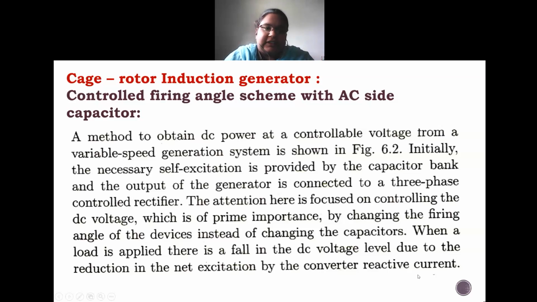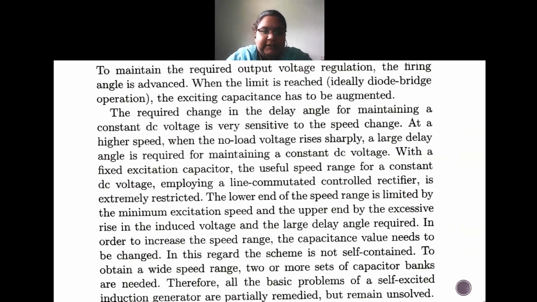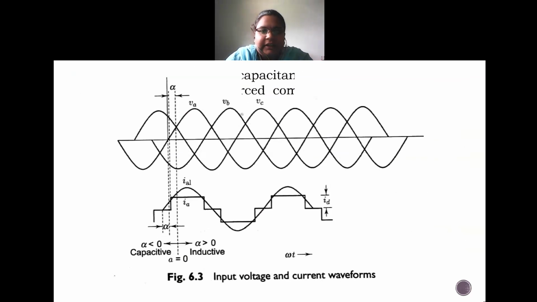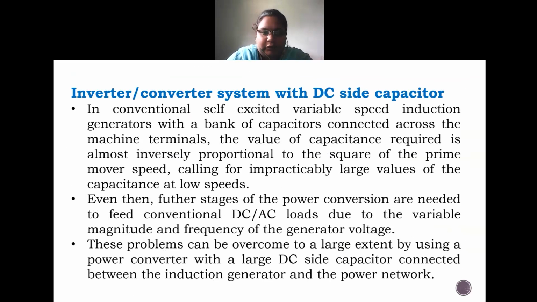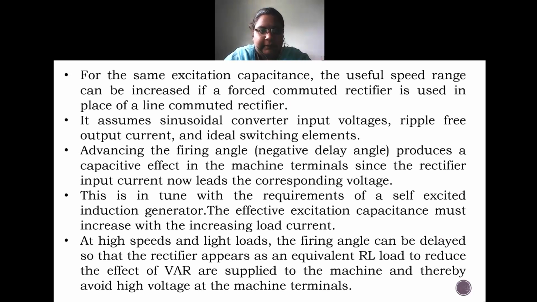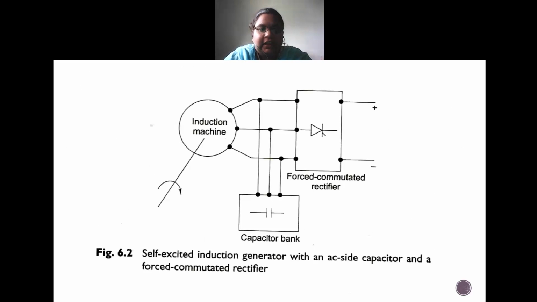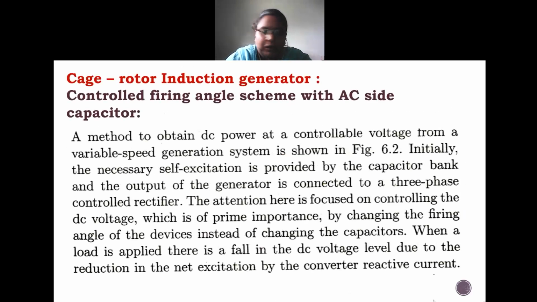Now, the first thing is the cage rotor induction generator. In this, we have two types of main schemes. That is the control firing angle scheme with AC side capacitor. In the same manner, we have DC side capacitor. Both sides of capacitor, we have the AC side capacitor as well as the DC side capacitor. We will see each of them. So first is the control firing angle scheme with the AC side capacitor. That is the first topic we will be discussing.